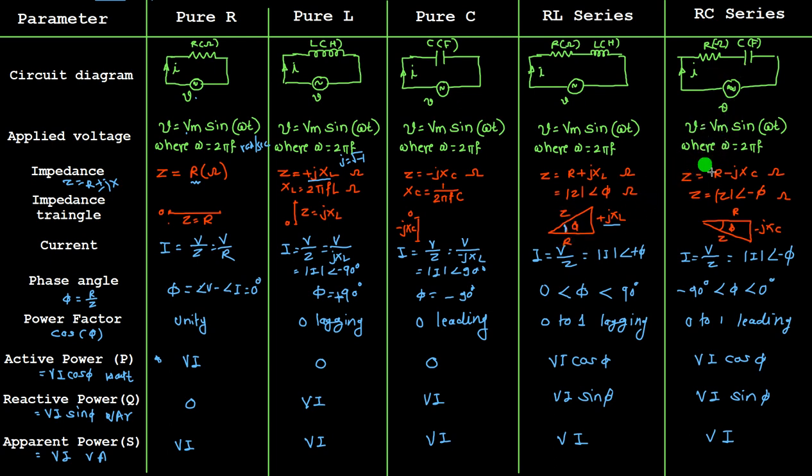Similarly, in case of capacitance, the Z is equal to R minus jXC. So it is mod of Z at an angle of minus phi. So minus jXC is on this side in impedance triangle, R minus jXC and Z. So this is the angle phi.